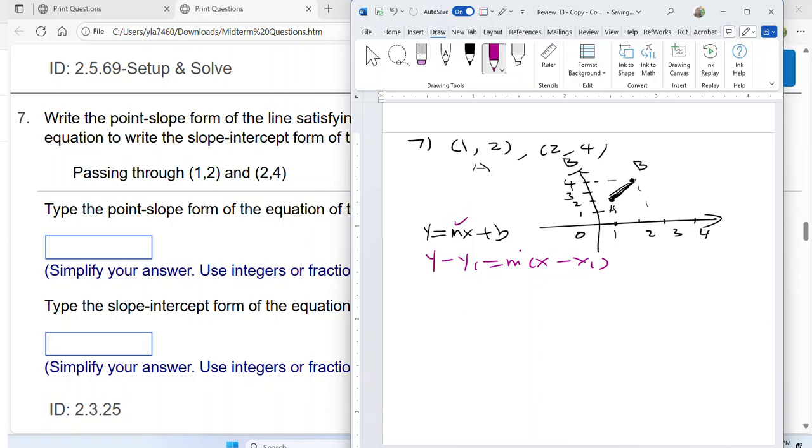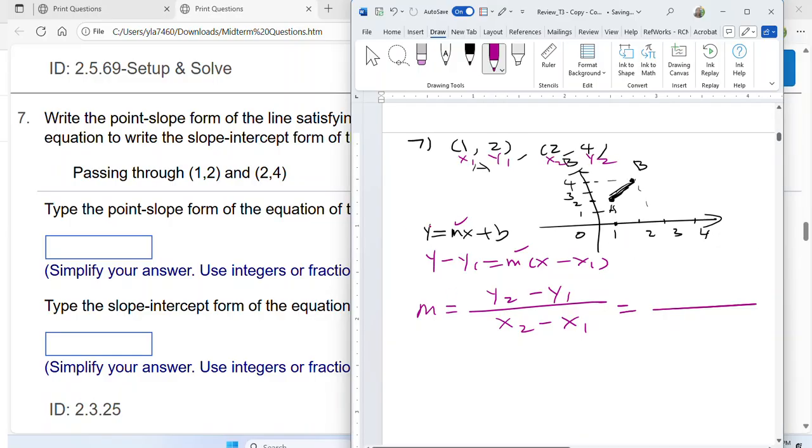For the slope we use y2 minus y1 over x2 minus x1. I usually tell people to go ahead and mark your x1, y1 and your x2, y2, so you don't plug them in incorrectly. Now y2 minus y1 is 4 minus 2, and x2 minus x1 is 2 minus 1. That should be really easy. That's 2 over 1, or just 2. So my slope here is 2.